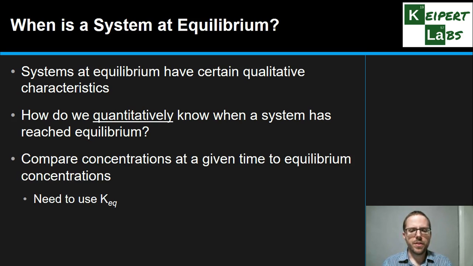In order to do this, we want to compare the concentrations at a given time to the equilibrium concentrations. To work that out, we need to use our K value, our equilibrium constant, because we know that it is the ratio of the concentrations at equilibrium. So we can work backwards from there to say, what is the concentration going to be at equilibrium, and how does that compare with where I am now? Okay, that's what we're going to look at.